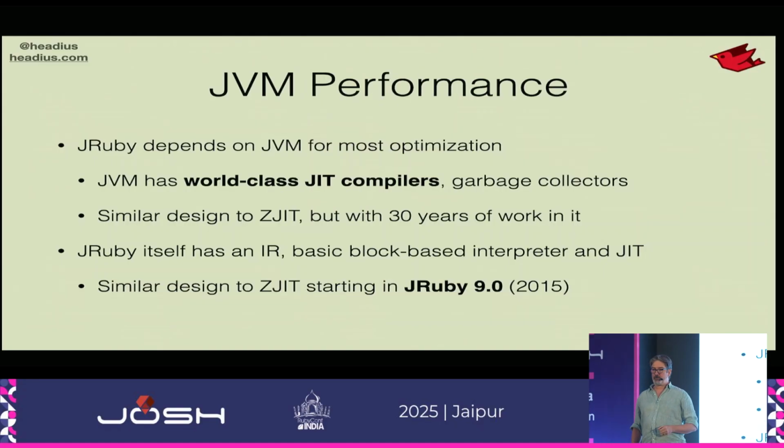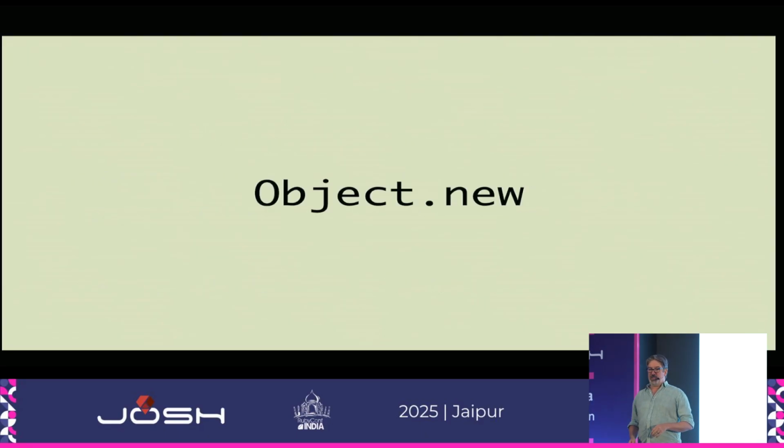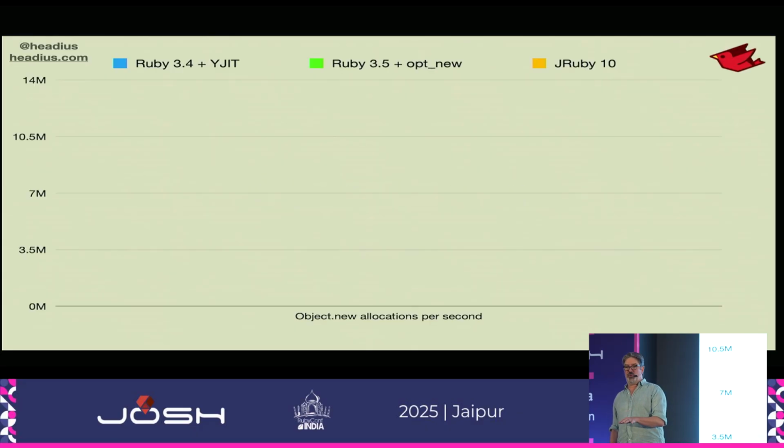Now, performance. The JVM has world-class JIT compilers. And of course, JRuby compiling Ruby into JVM bytecode, we get the same benefits. We can compile right alongside all the Java code and optimize and inline all together. Let's take a look at a very simple benchmark. How fast can we create objects? Ruby is a very object-heavy language, creating tons of objects, tons of garbage all the time. How well does JRuby handle this?